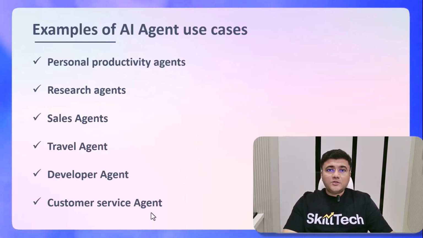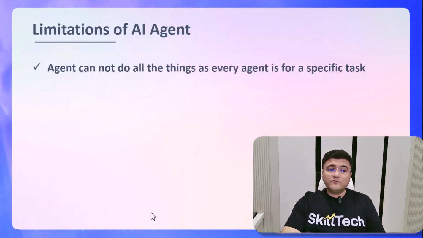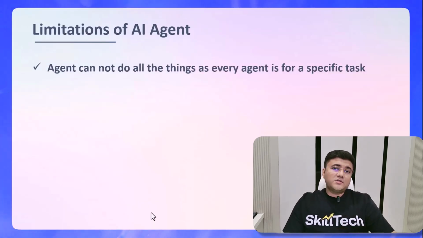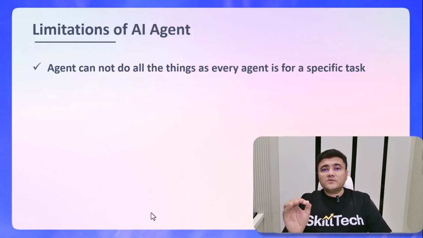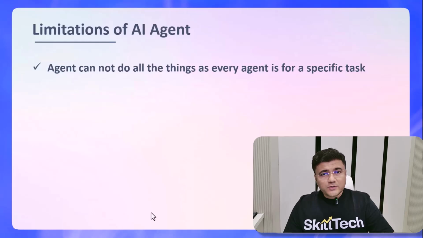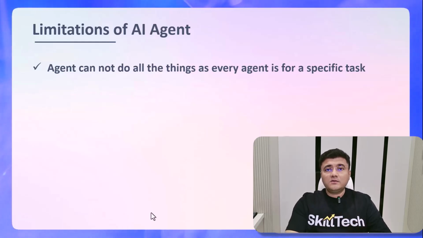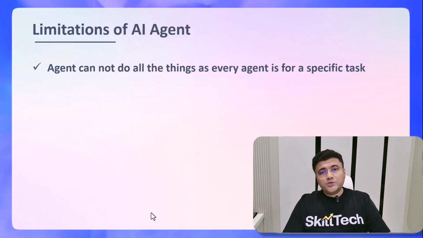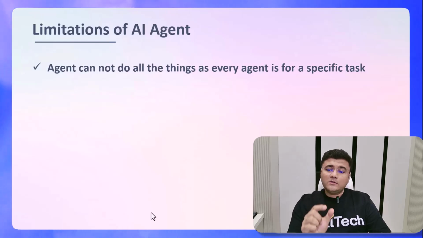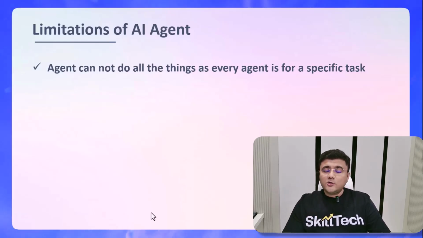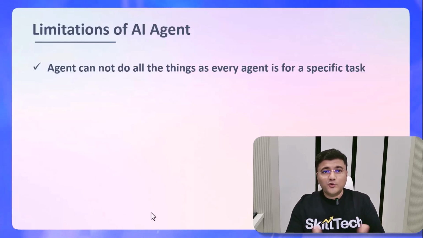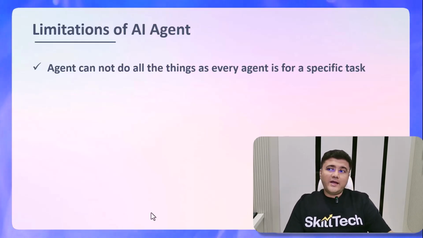When we understand AI agents, do they have any limitations as well? Well, the answer is yes. The limitation is here. The AI agent cannot do all the things, as every agent is for a specific task. So when you're hiring a professional who's going to take care of the sales, then he's only going to take care of the sales. If you want an agent who's going to take care of the travel itinerary, then he's only going to focus on that. Every agent is going to be specifically focusing on one specific task or goal. It's not going to be the one person who's going to do everything. So you're going to have an agent, not a Superman who can do everything. And that's the limitation of an AI agent.